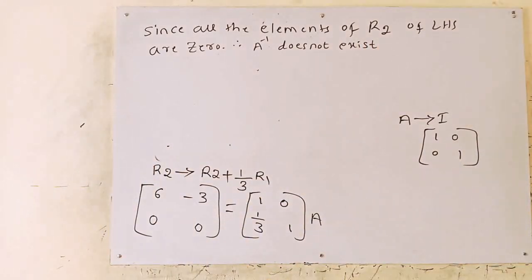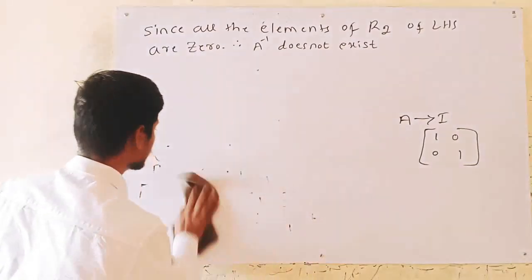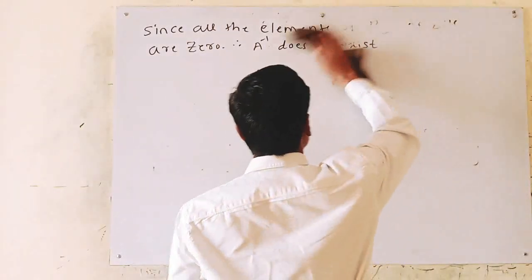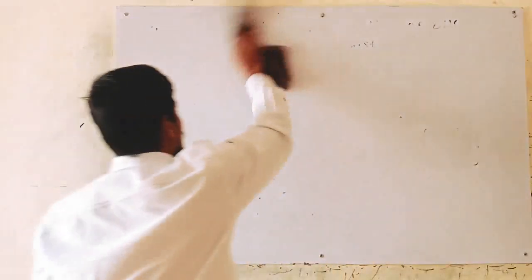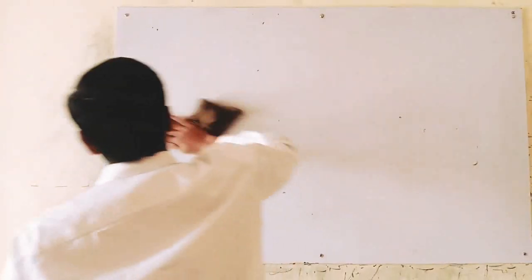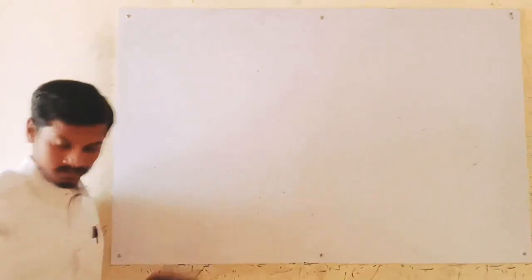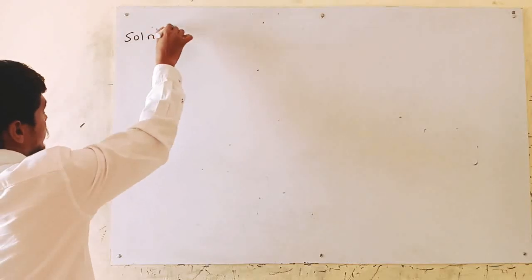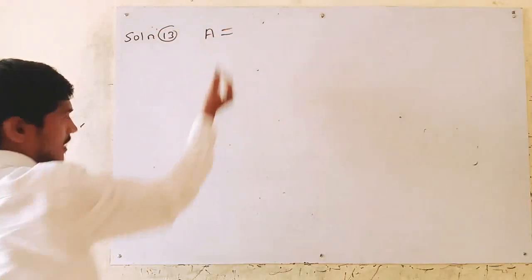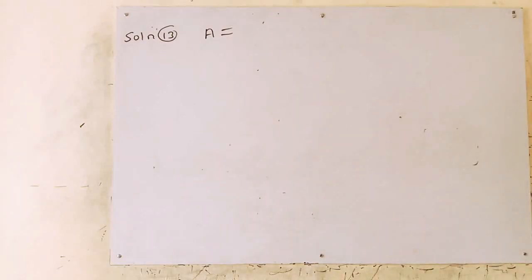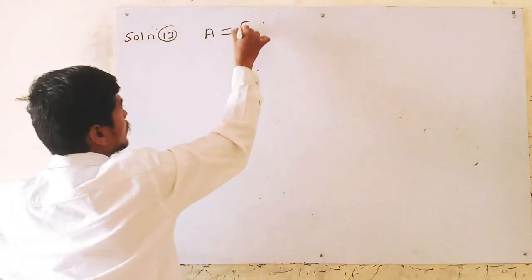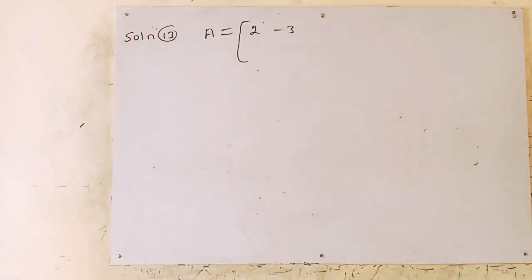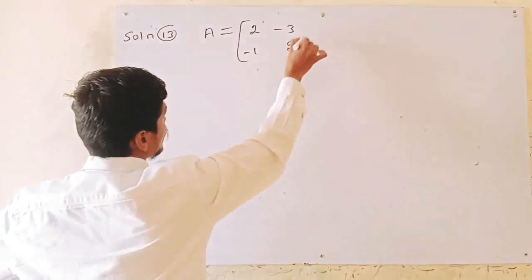So go for the next solution, that is question number 13. Solution for the 13th question: let us take the given matrix as A. Let A equal to the matrix, the 13th one is [2 -3; -1 2].